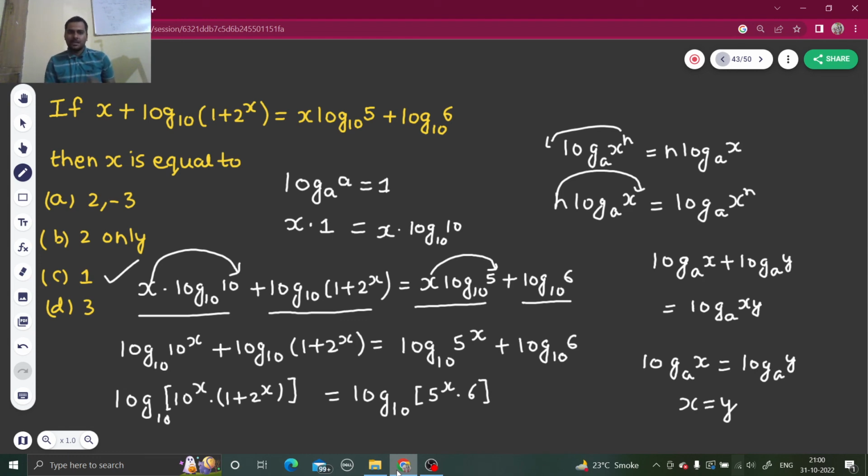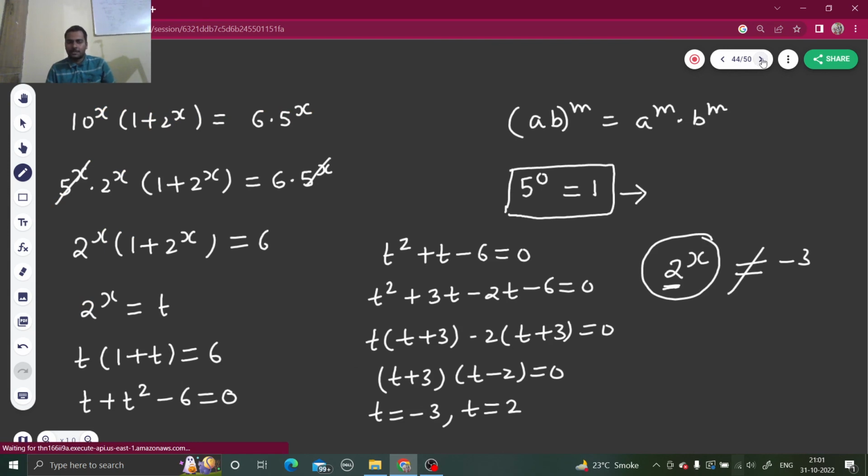First step was, everywhere you were seeing log 10, so why not multiply x with log 10 base 10, because that is 1 only. Then move to the power, then use the property log a plus log b equals log ab, remove log from both sides, then cancel out this 5 power x, take 2 power x as t, form a quadratic, solve the quadratic. If the base is positive, the result can never be 0, never be negative. So we neglect that situation. That's it. So I hope you understood this.